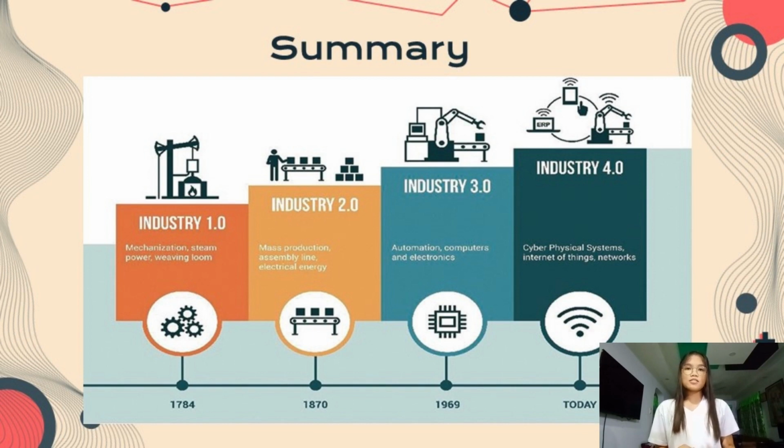Let us now summarize the stages of the Industrial Revolution. The first stage, which occurred in the year 1784, focuses on mechanization, steam power, and the weaving loom. The second Industrial Revolution in the year 1870 is about mass production, assembly line, and electrical energy. The third Industrial Revolution in the year 1969 is about automation, computers, and electronics. And the last stage of Industrial Revolution is all about cyber-physical systems, Internet of Things, and networks, which we are experiencing today.